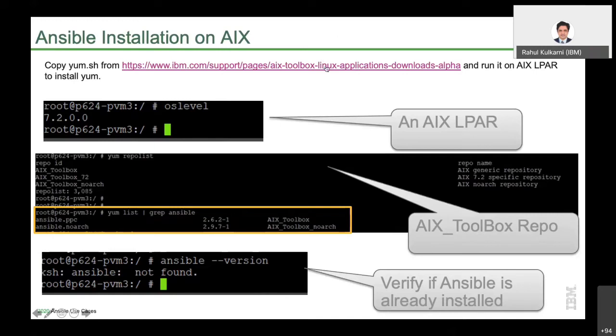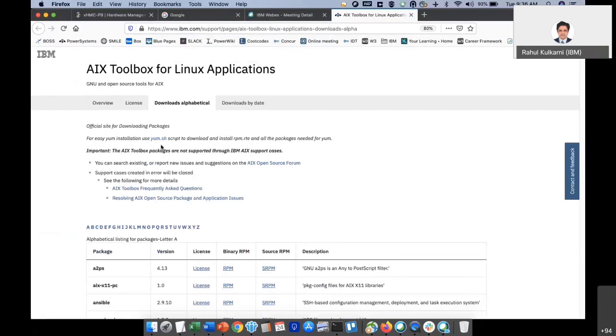we can go to this page. There is an AIX Toolbox for Linux website available. We need to go to this page, download the yum.sh, install yum first, and then we can install Ansible using yum. So let us go to this page. Here you will find the yum.sh. You need to download this yum.sh, copy it to your AIX system, and then run it.